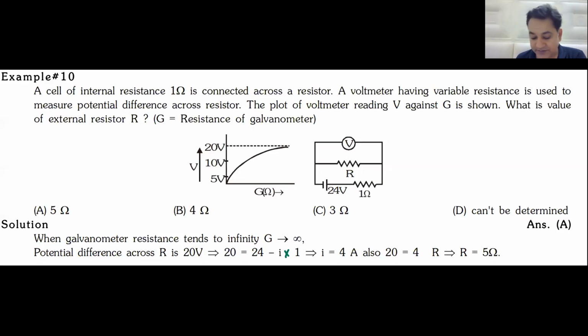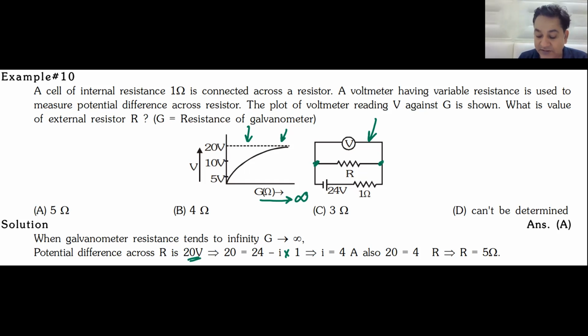The answer, I guess, is 5 ohms. And you missed the point. When does this become 20 volt? When G tends towards infinity, yes or no? It's an asymptote. It touches this at infinity. When this becomes infinite, this becomes an ideal galvanometer. When it is an ideal galvanometer, it is reading 20 volts.